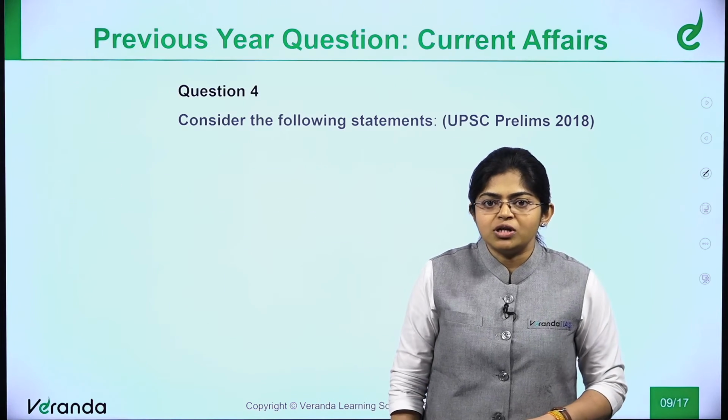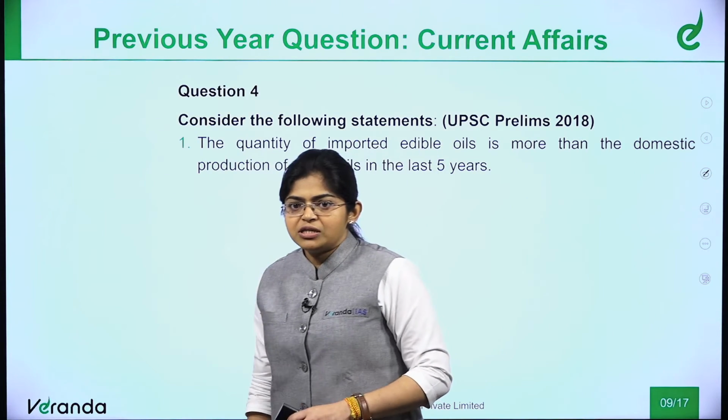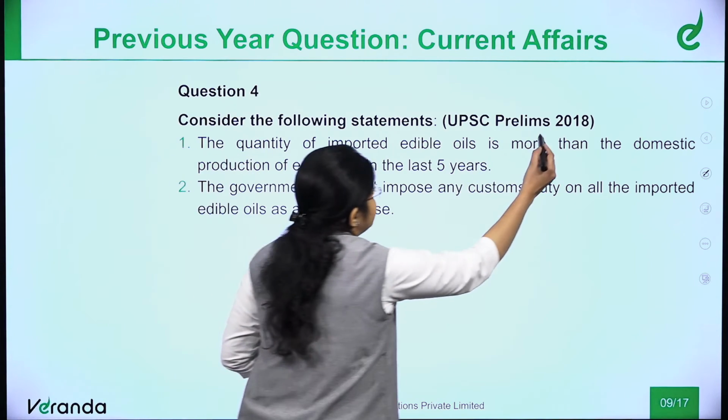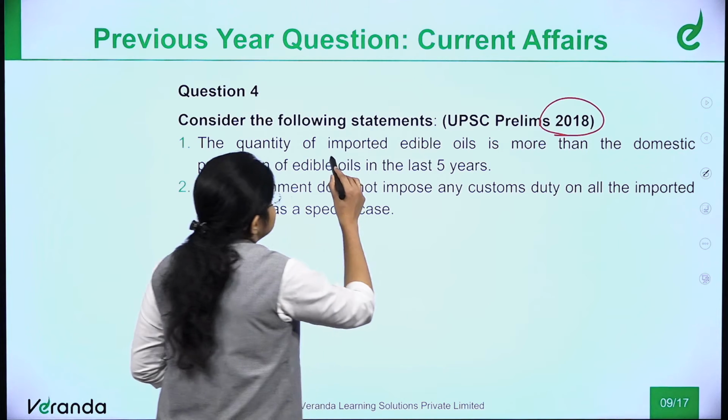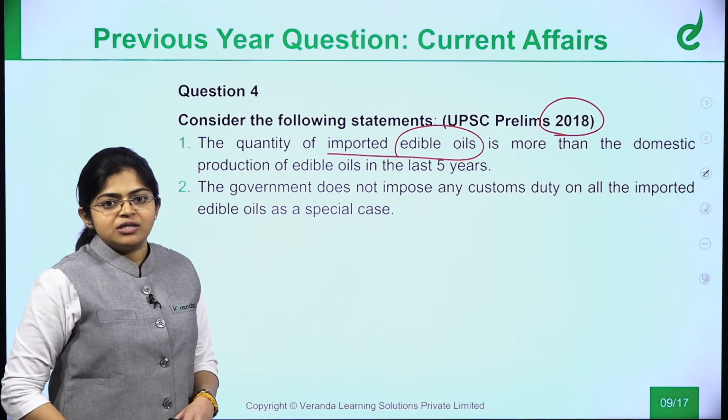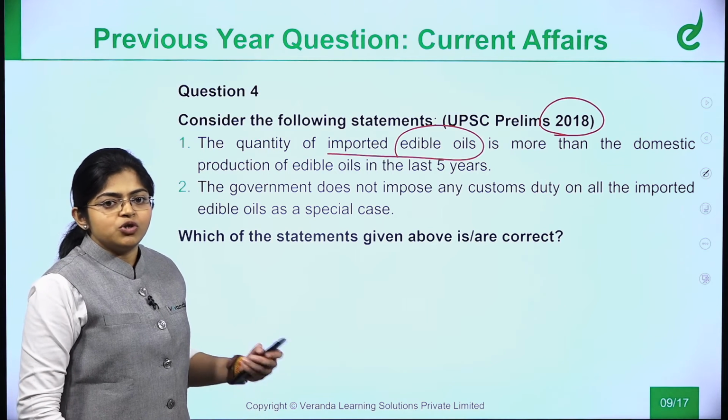And there is one more question in a similar way. Let's see this as well. Consider the following statements. This question was asked in 2018, and why was this question asked? It is about edible oil, because that year we were facing an edible oil crisis in India. So that's why this question was asked.